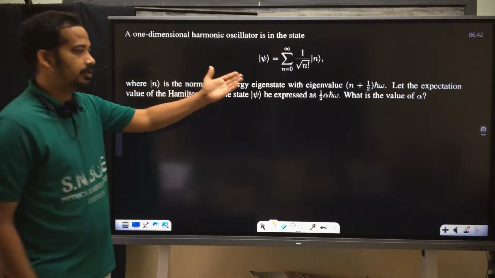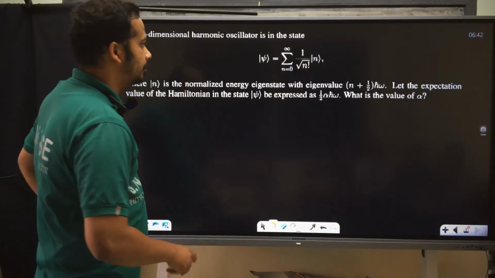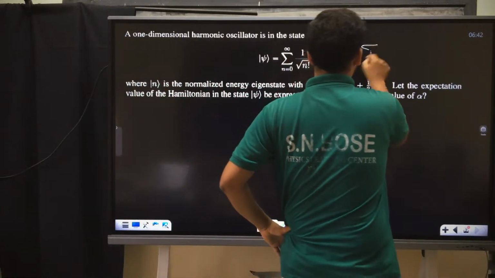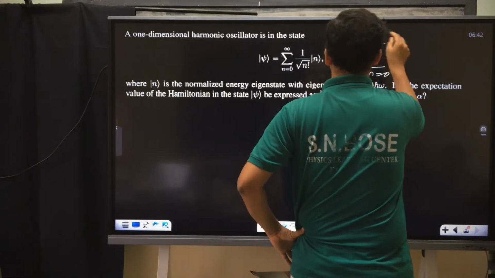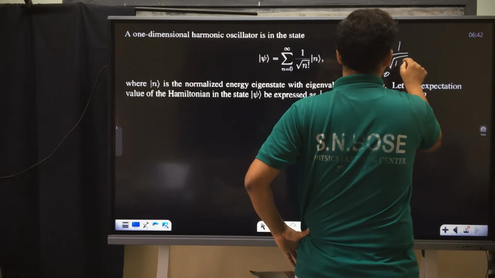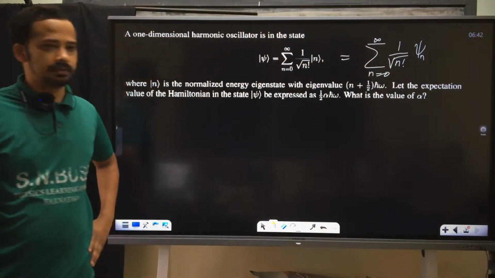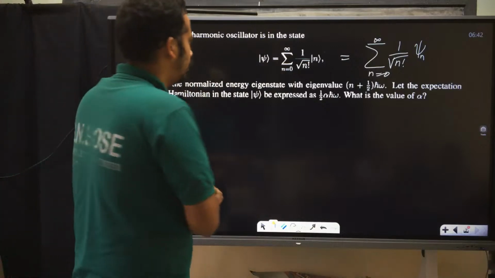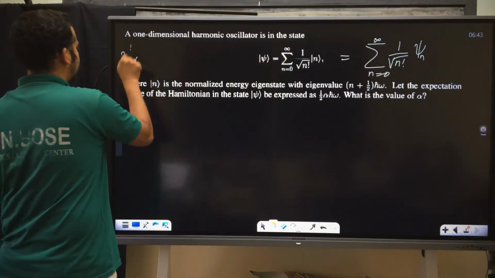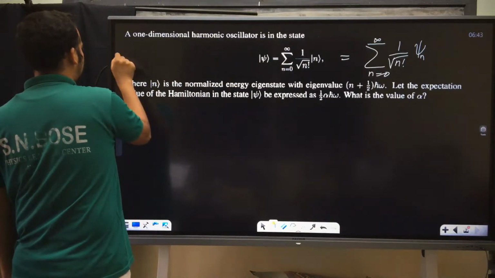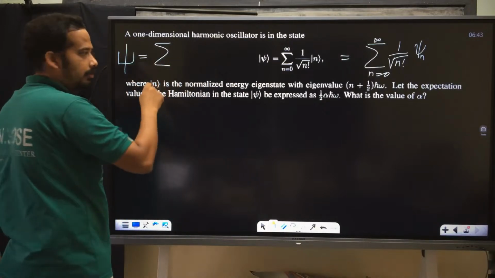It's a linear combination state containing infinitely many terms. Harmonic oscillator. I will write it like this: summation over n equal to 0 to infinity, 1 by root n factorial, psi n. I'll write this one as psi n. Or I will write psi is equal to whatever. I'll write this one as capital psi, which is what I use for a linear combination state.